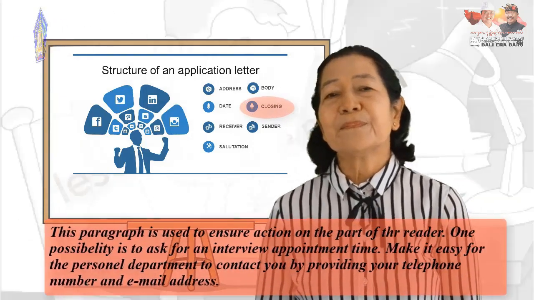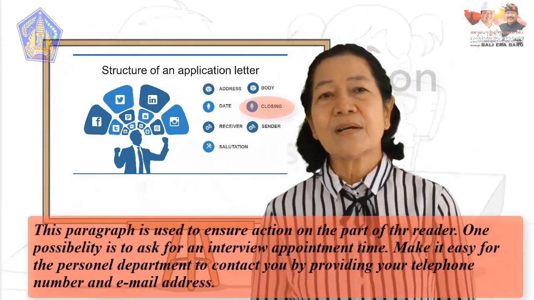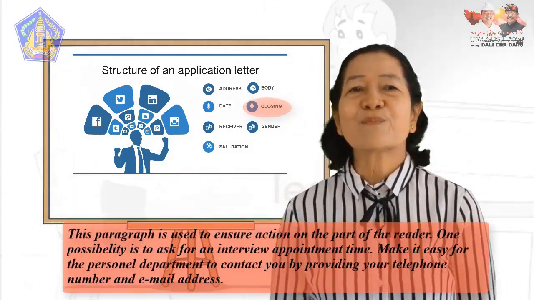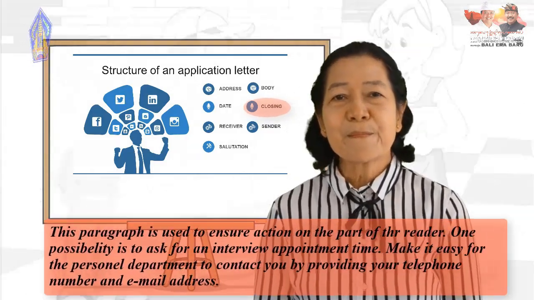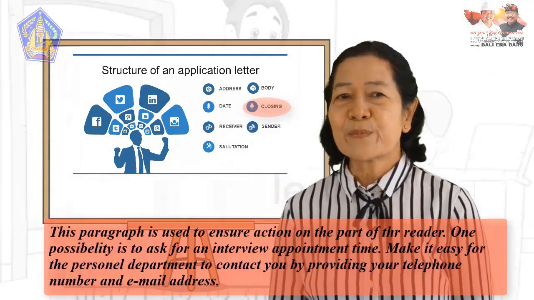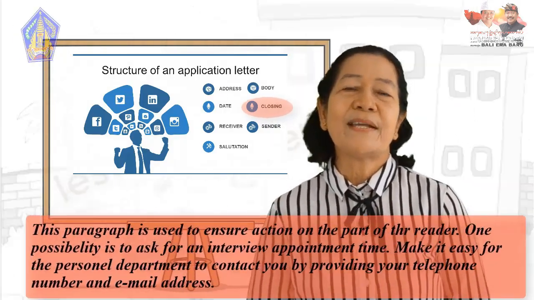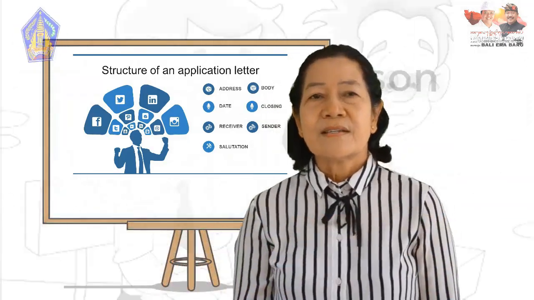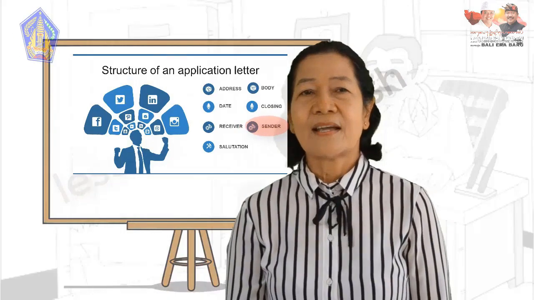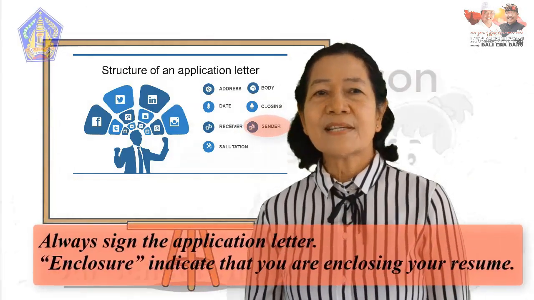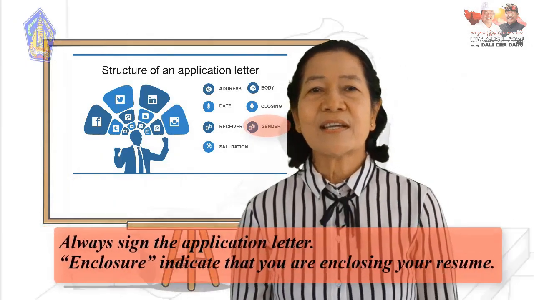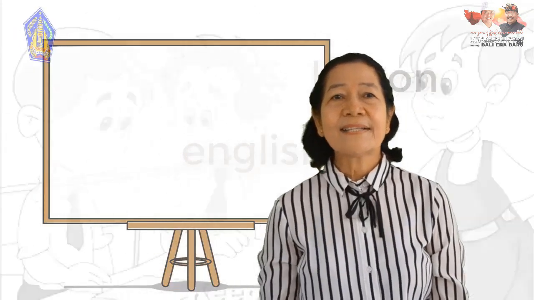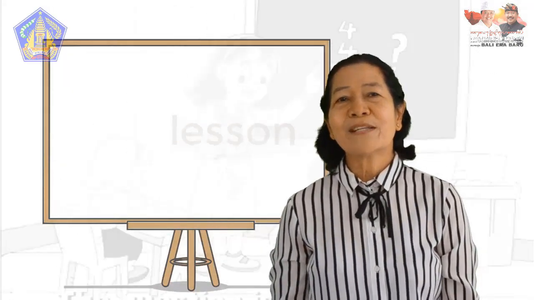Closing paragraph. This paragraph is used to ensure action on the part of the reader. One possibility is to ask for an interview appointment time. Make it easy for the personnel department to contact you by providing your telephone number and email address. Sender. Always sign the application letter. Enclosure indicates that you are enclosing your resume. Now, let's have a look at an example of an application letter.